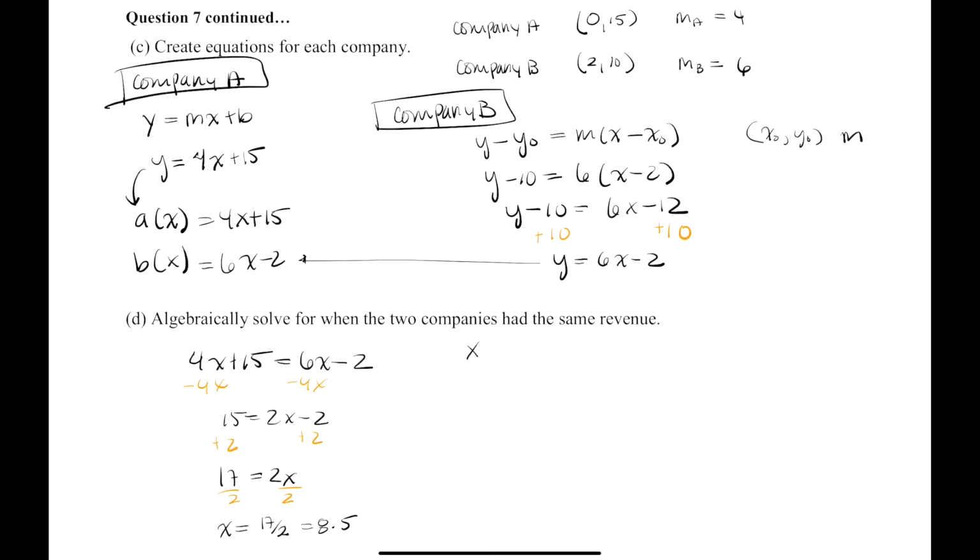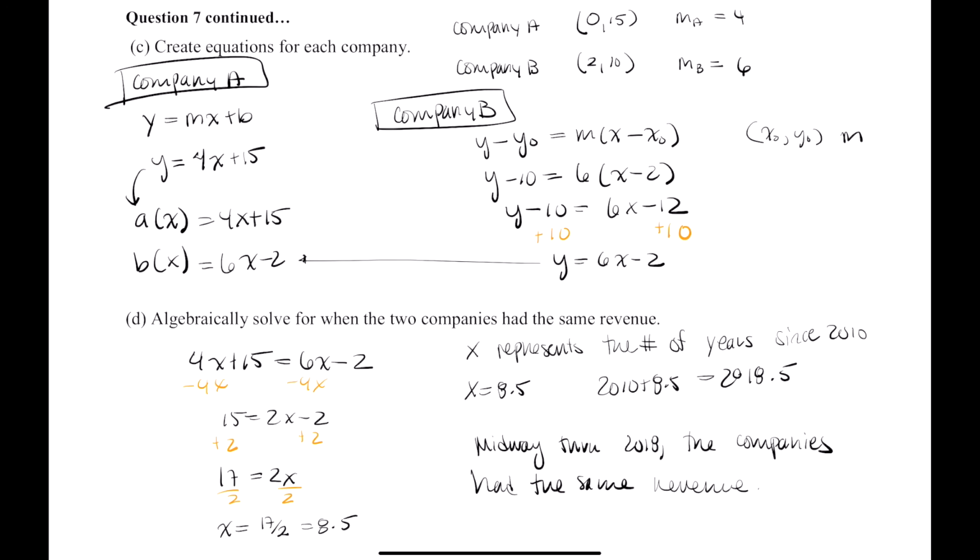Well, if you remember, x represents the number of years since 2010. And x for company A and company B had the same representation, so I'm just using a general x here. So since x represents the number of years since 2010, when x equals 8.5, we have 2010 plus 8.5 equals 2018.5, so midway through 2018. So midway through 2018, the two companies had the same revenue.